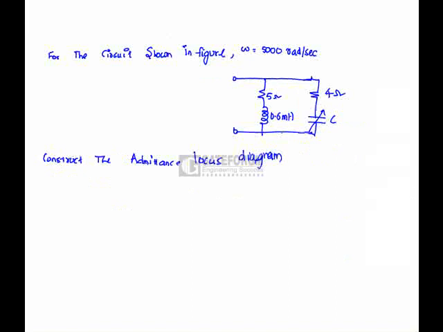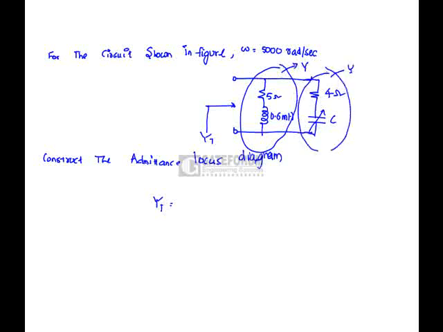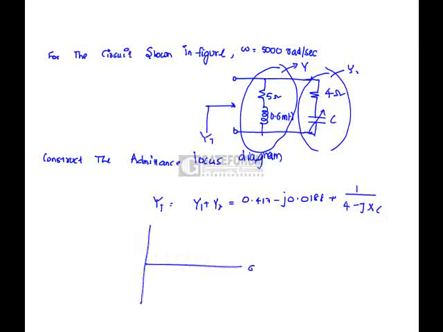Given omega as 5000 radians per second, construct the admittance locus diagram. If we look into this one, the total admittance is the admittance of this branch, y1, plus the admittance of this branch, y2. So Yt is nothing but y1 plus y2, which is 0.417 minus j0.0188 plus 1 by 4 minus jXc. If we plot, Y is nothing but conductance plus jB, that is susceptance.